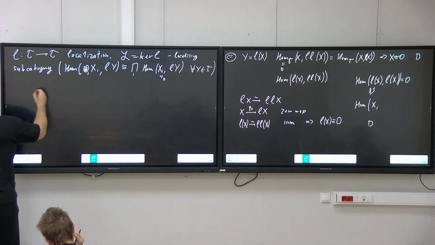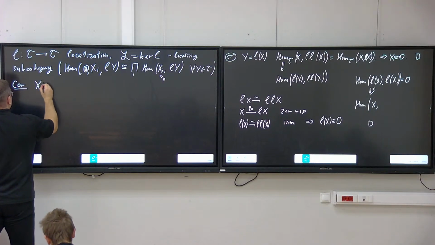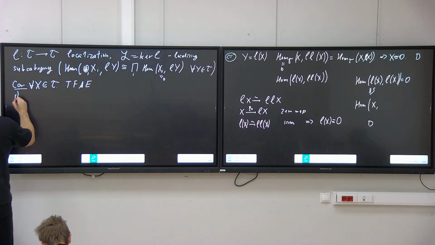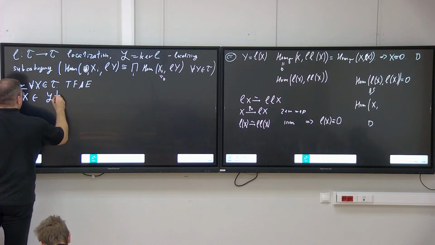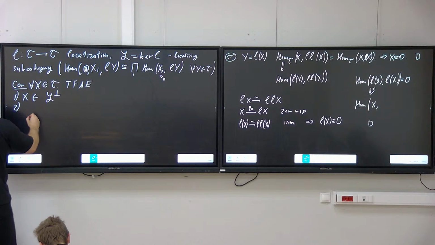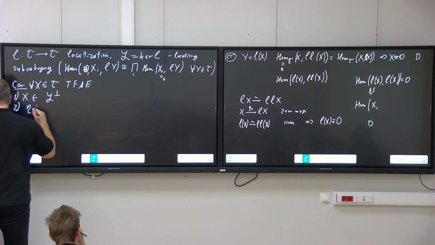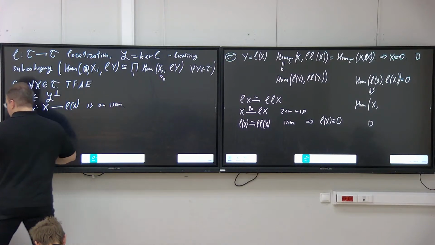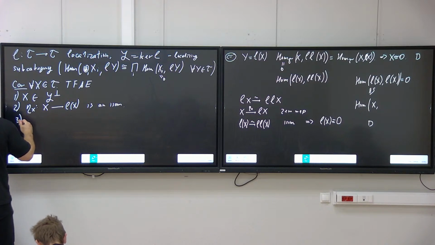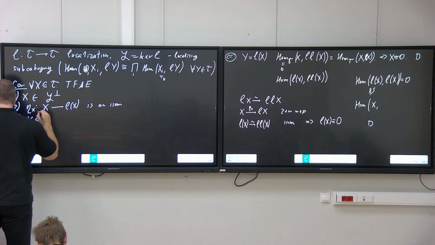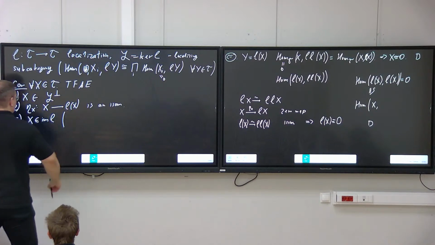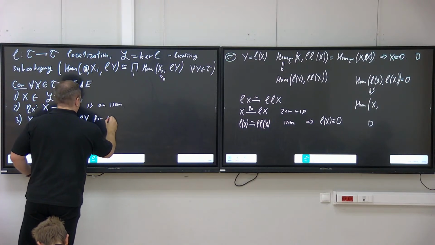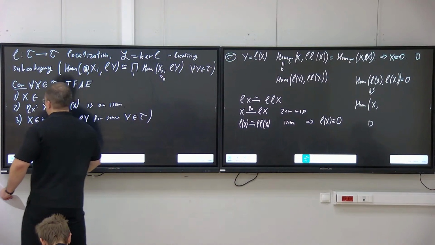So that's a localizing subcategory, and now I can formulate the corollary, which says that for any object x in the generated category T, the following are equivalent. First, x is in the right orthogonal to L. Second, the component of the natural transformation from x to L of x is an isomorphism. And third, x is in the image of the functor L, which, of course, is the essential image, which means by definition that x is isomorphic to L of y for some y in T. So these are the three conditions.